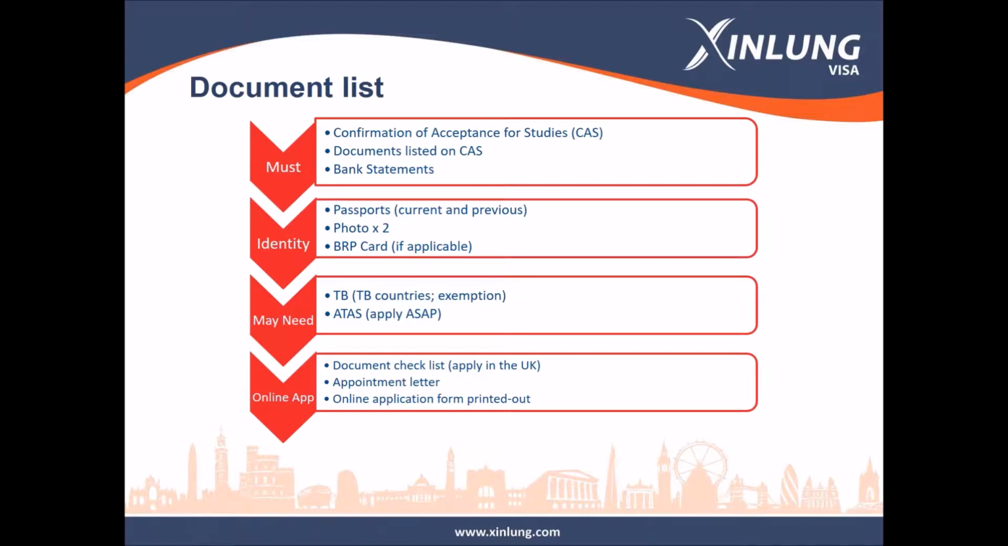The third element is money. UKVI or the Home Office wants to know that you have enough money to come to study, enough for the tuition fees, and also enough for living costs. So they will check our bank statements or letters issued by our bank to ensure that we have cash in the bank ready for this purpose. Other documents are also very important, to prove our identity. This is common sense: our passports and photographs.